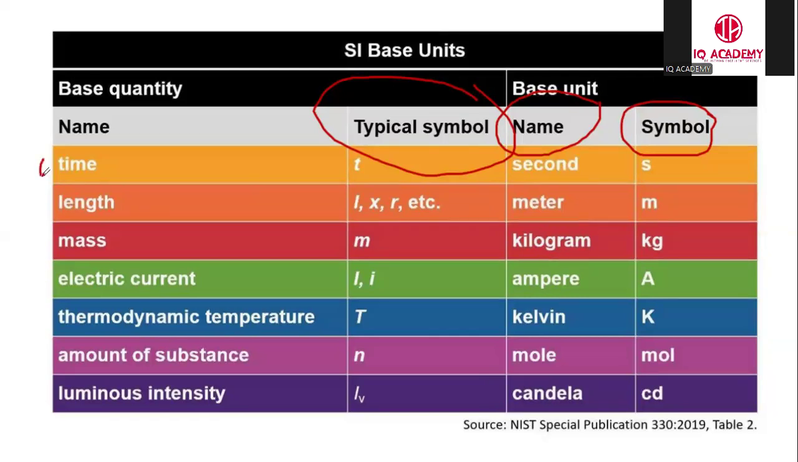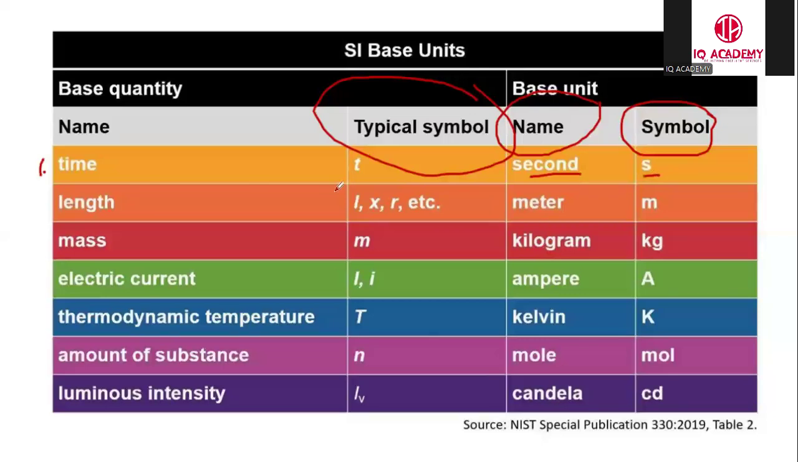The first one there being time. We see that time is represented by a small letter t. And then the name of the units of time: the SI unit for time is what we call seconds, and these seconds are represented by an s like that.